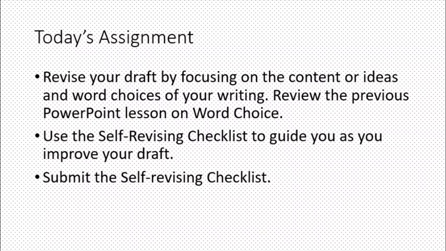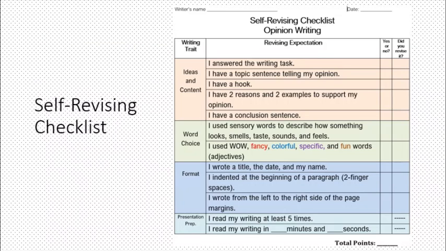For today's assignment, what you're going to do is revise your draft and focus on content ideas and word choices. All right. So just go back to the PowerPoint that I'm going to send you and use the revising checklist to help you as you're improving your draft. Then I want you to submit the self-revising checklist when you're done. All right. Here's the self-revising checklist, and just use it to help you become an independent writer where you can do this work on finding ways to make your writing better all by yourself.